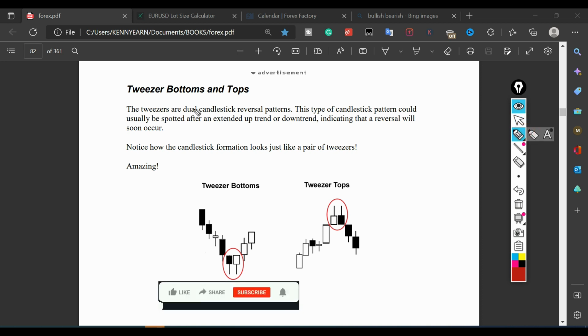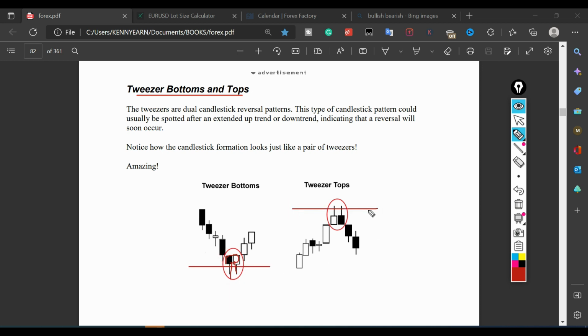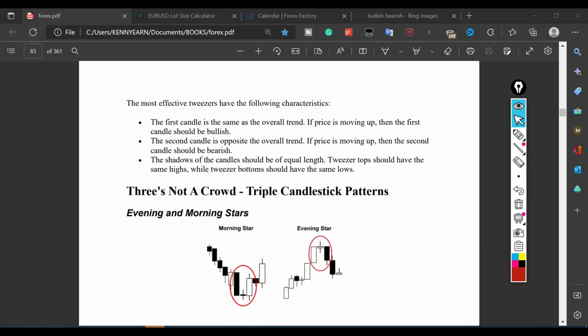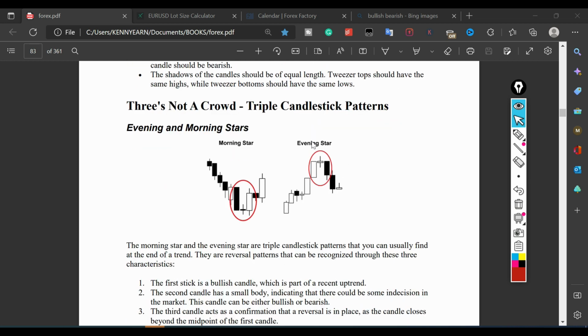Then the next one we have is tweezer top and bottom. It's basically seeing 2 reversal candles at an extreme level, a high or a low. So tweezer tops and tweezer bottoms are basically for reversal. How do you identify it? Seeing 2 reversal candles around a level, and that signifies reversal. So let's talk about the third group, the triple candlestick patterns.